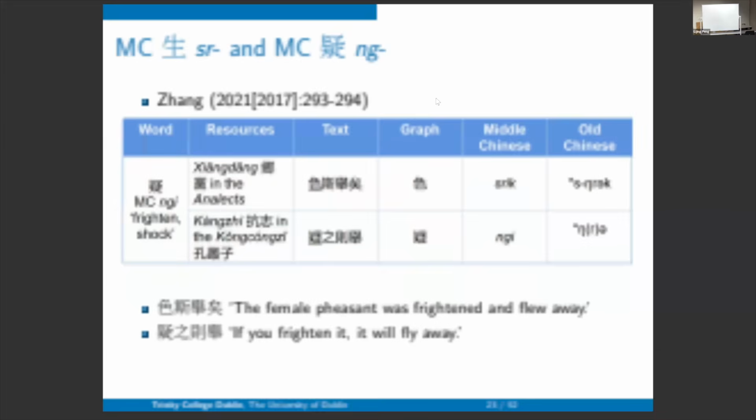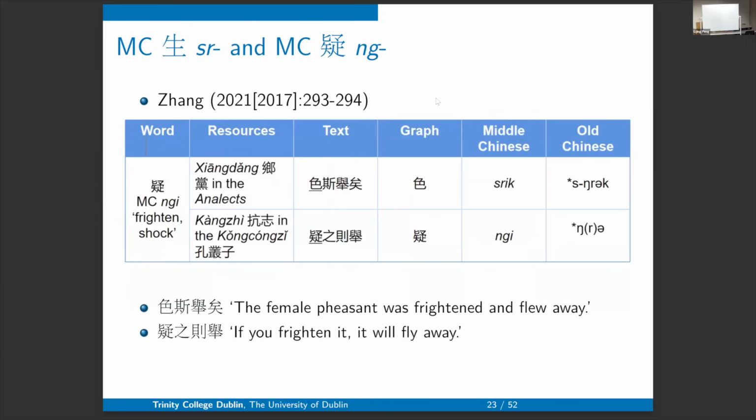No. Okay, and then here's another one, and this is nice because it really helps kind of somewhat exotic looking reconstruction of Baxter and Sagart. So Baxter and Sagart reconstruct Snarak, yeah. So here we have this frighten or shock, and in this text it's written with Srik, and in this text it's written with Ying. So it's quite good evidence that there was a velar nasal in there at some point.